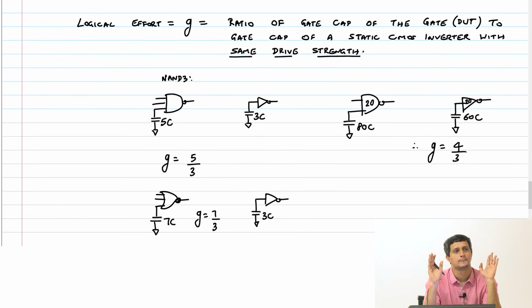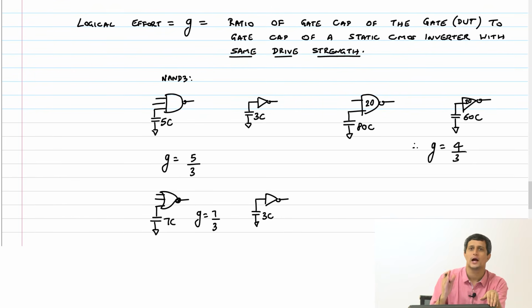Clear? This may take some time. We'll do more examples in the next class. We'll start using it more and more, and hopefully it should become clearer as you go along. But go back and think about what I told you today, especially how I compared a NOR to a NAND. Why did I normalize the input capacitance? Only then you will see the whole picture emerging out of this.